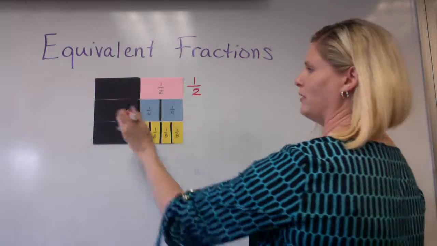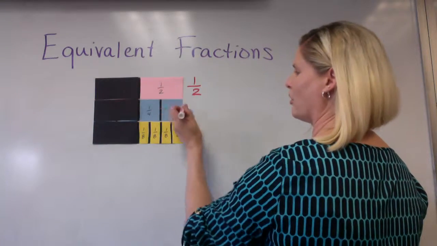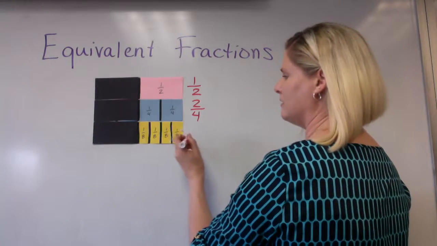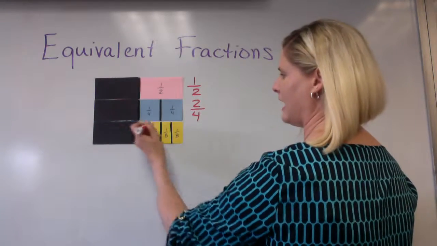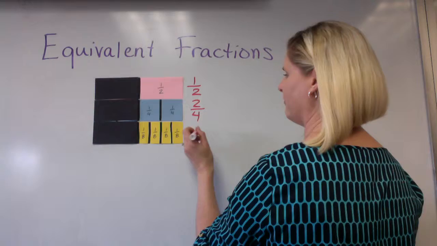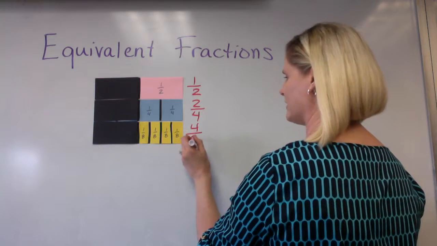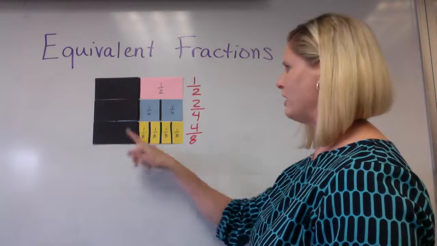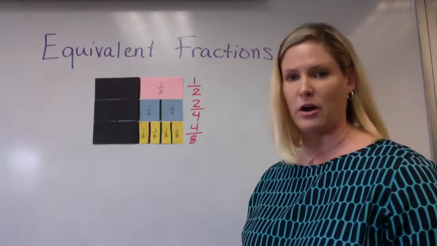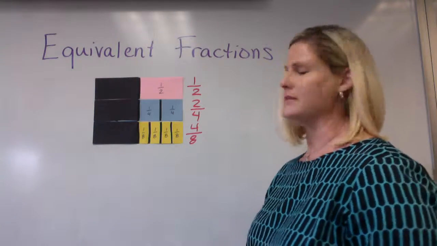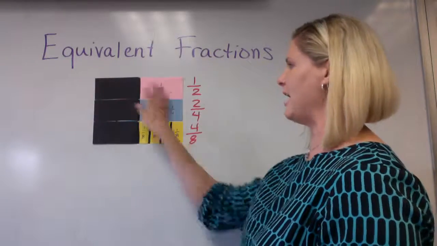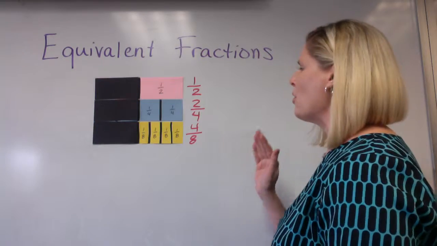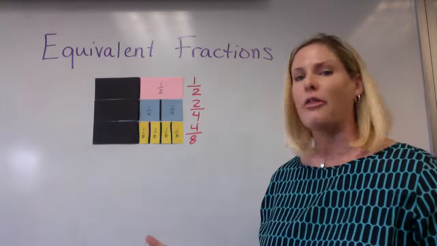1/2. For the light blue one, we've got 2 out of the 4 are colored in, so that would be 2/4. And then for the bottom yellow bar, we've got 8 of them, but we've got 4 parts colored in out of 8 total, so that would be 4/8. Now, since the same amount of space is colored in for each one of them, each one of these fractions are equivalent fractions because it represents the same amount of space colored in out of the same whole. Okay, so those are all equivalent, but what about other fractions?